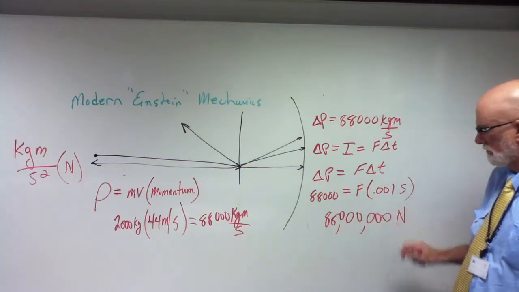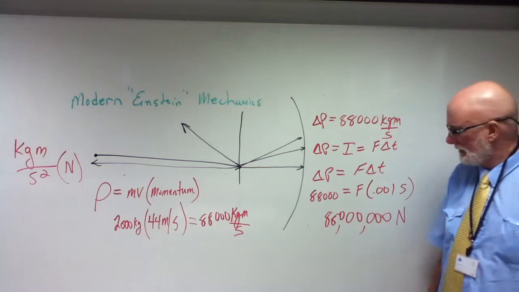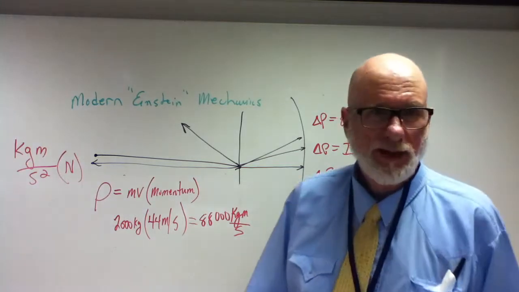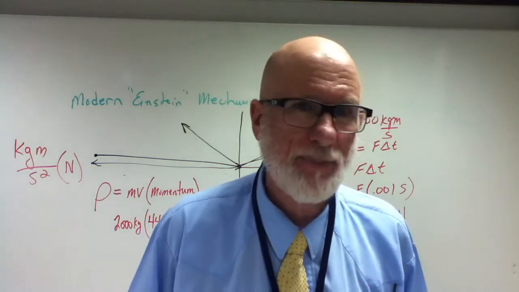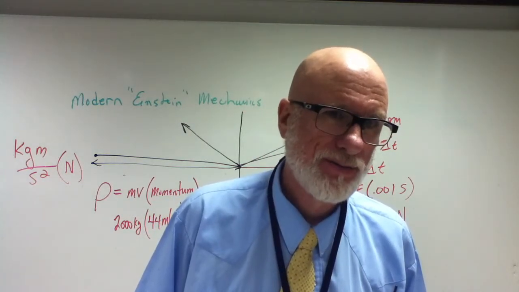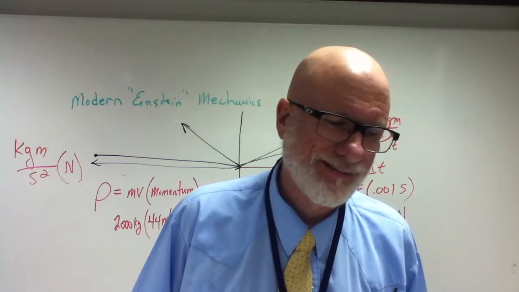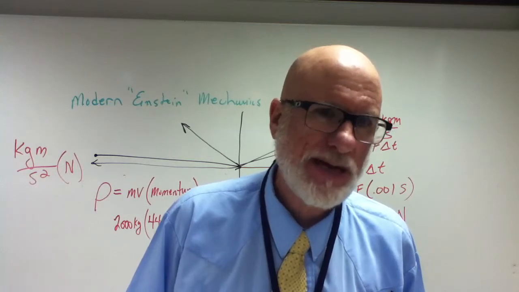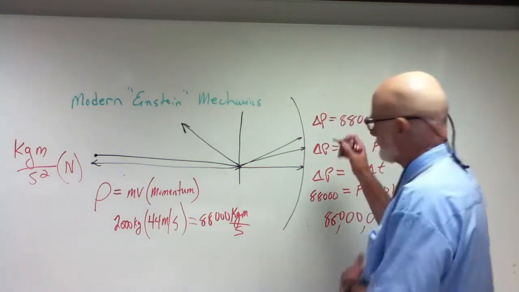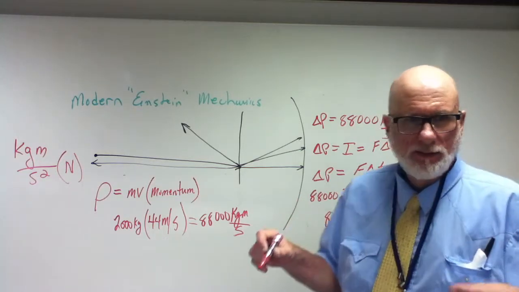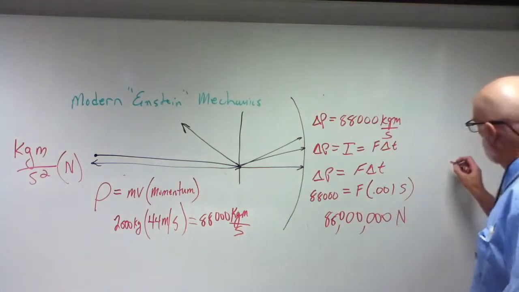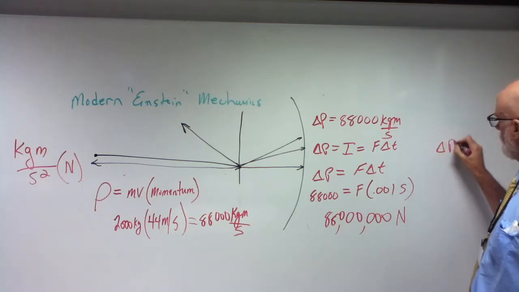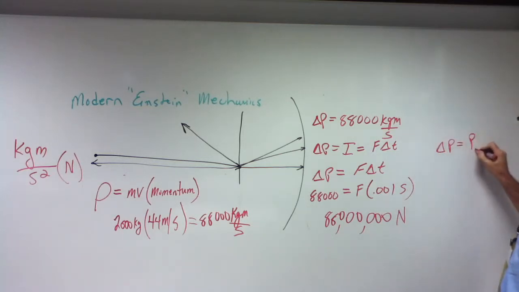Yeah, that's right. Is that right? Yeah. 88 million. You'll vaporize. And what happens if you bounced? You're going to be twice that. In other words, remember, momentum is a vector. So in other words, the change in momentum equals the momentum final minus the momentum initial.